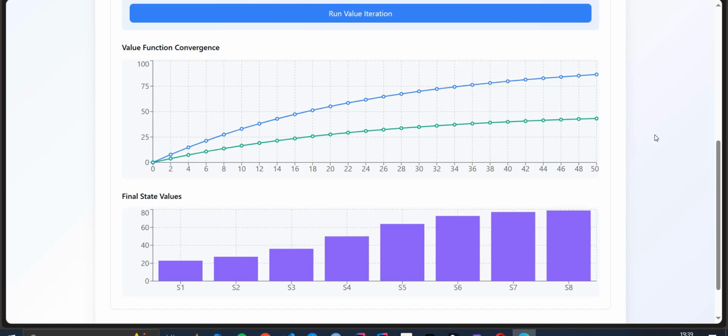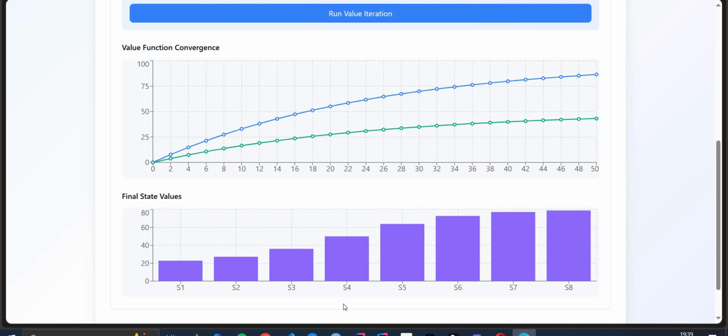The blue line might represent the maximum value among all states, and the green line might be the average value here, as you can see. And you can see both of them increasing as iterations go on. That's the algorithm learning, refining its estimates of how valuable each state is.